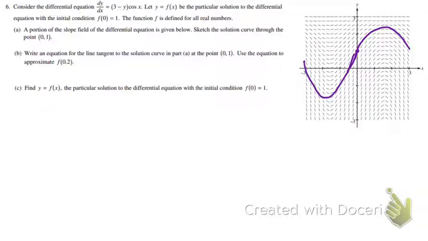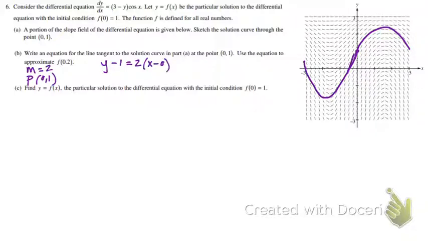Part B says, write the equation of the tangent line to the solution curve at the point 0, 1. Remember, we need a slope and we need a point. So my point is 0, 1. My slope, if I plug in 0 for x and 1 for y: cosine of 0 is equal to 1. And if I plug in 1 for y, I get 3 minus 1, which is equal to 2. So this is 2 times 1, which is equal to 2. So if I write the equation of that tangent line, that would be y minus y1 equals the slope times x minus x1.